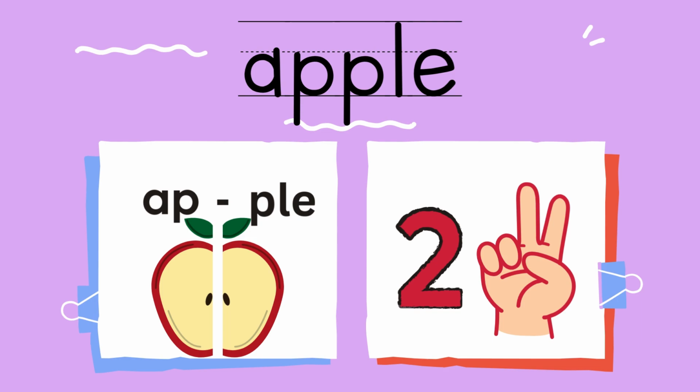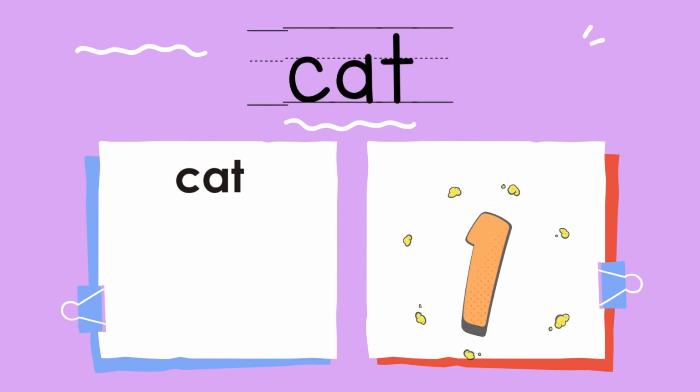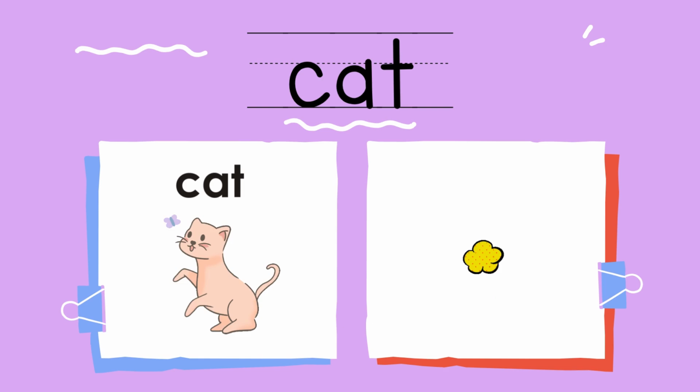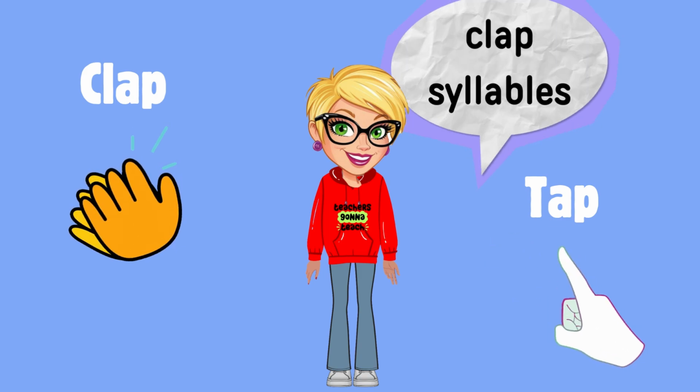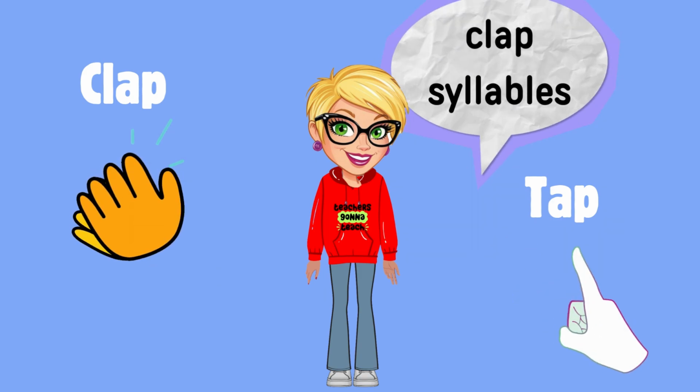Ap-ple. And the word cat has 1 beat or sound. Cat. You can often clap your hands or tap your fingers to count the syllables in a word.